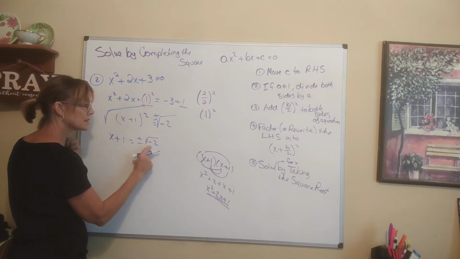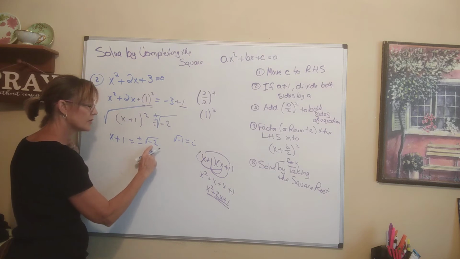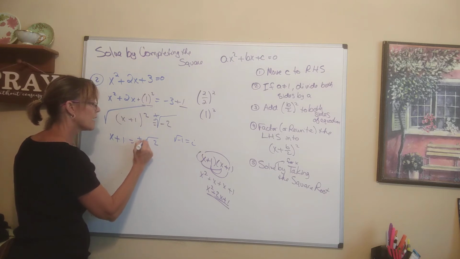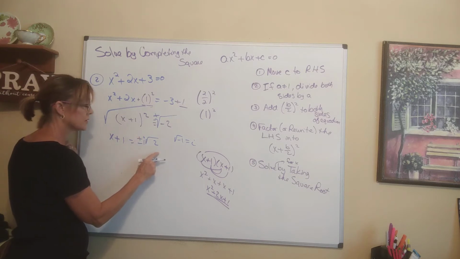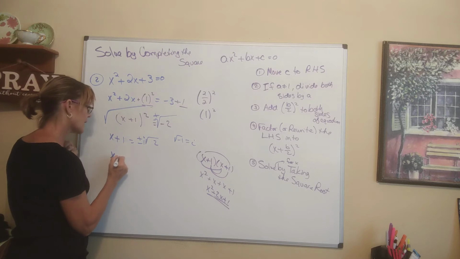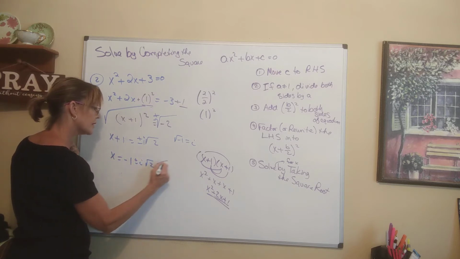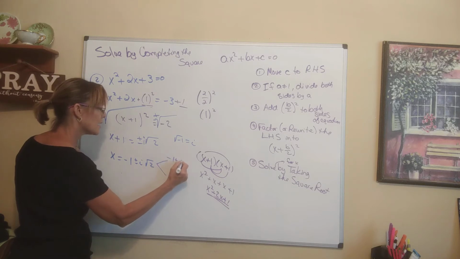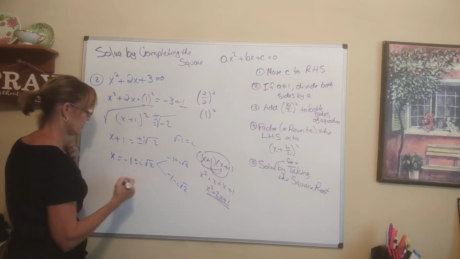Now let's discuss this. The square root of negative 1 is i. So when you have a negative under a square root, it needs to come out as an i. So this is really plus or minus i times the square root of 2. So when we solve for x, x is negative 1 plus or minus i times the square root of 2. Here's our two answers. Negative 1 plus i square root of 2. Negative 1 minus i square root of 2.